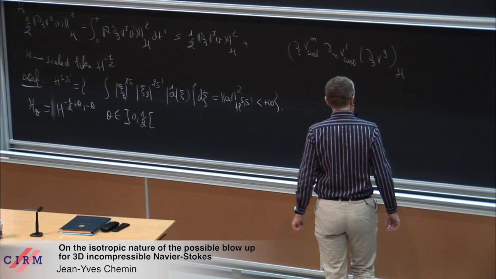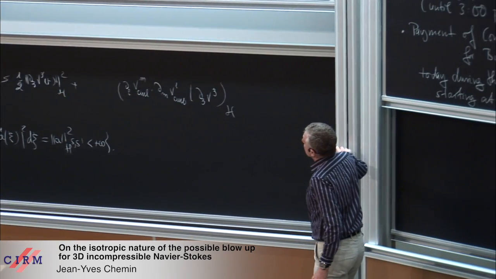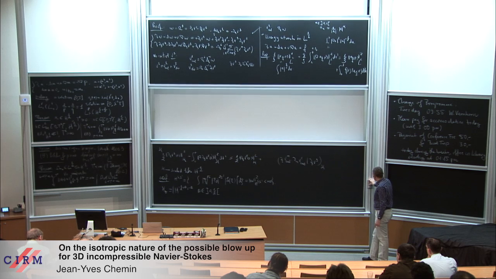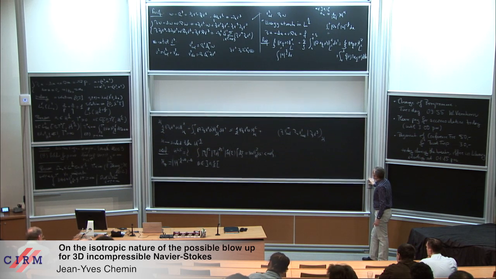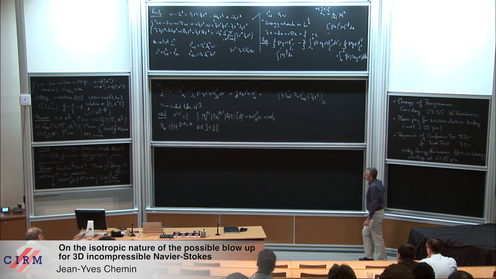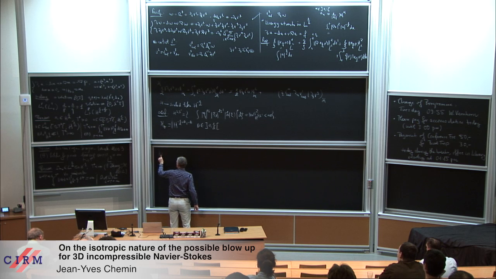Okay. So now let me write down the estimate and give some idea of the proof of the estimates. So the first estimate is the estimate on the vorticity omega.